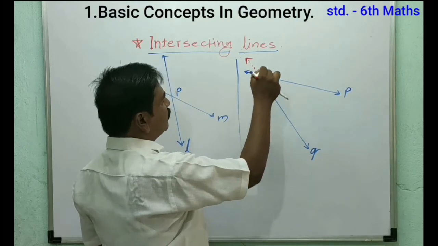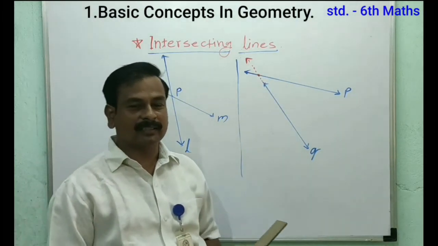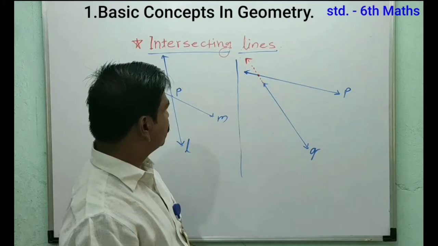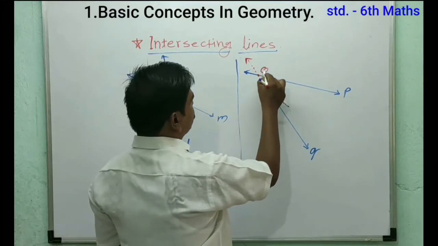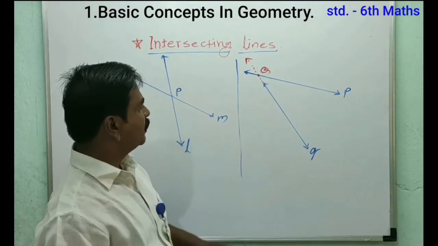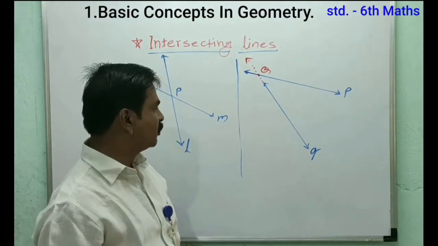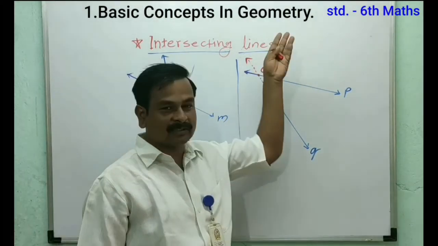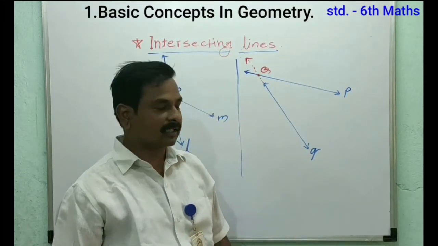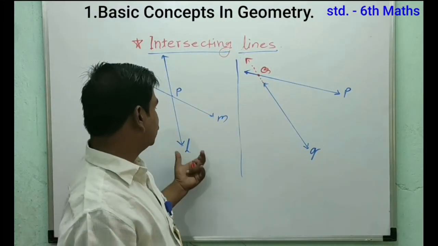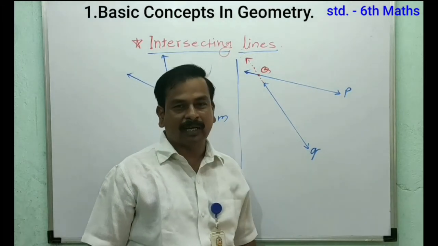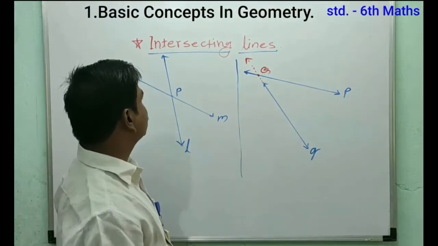That means actually they are not intersecting, but they are called intersecting lines, because after extending these lines or both lines, they will intersect. So both diagrams are examples of intersecting lines.